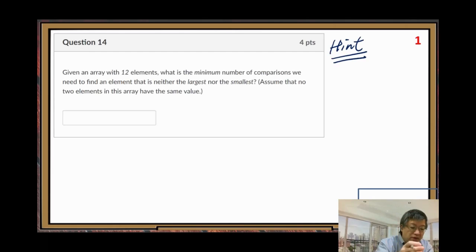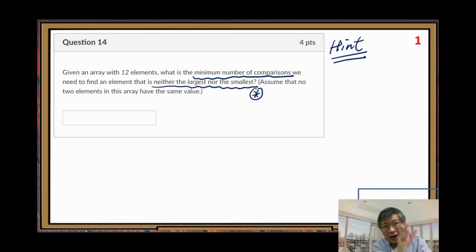Given an array with 12 elements, what is the minimum number of comparisons? That means we want to find the best solution. Minimum number of comparisons. We need to find an element. What kind of element? That is neither the largest nor the smallest. That's the critical condition. Not the largest, not the smallest. That's the only condition we need.